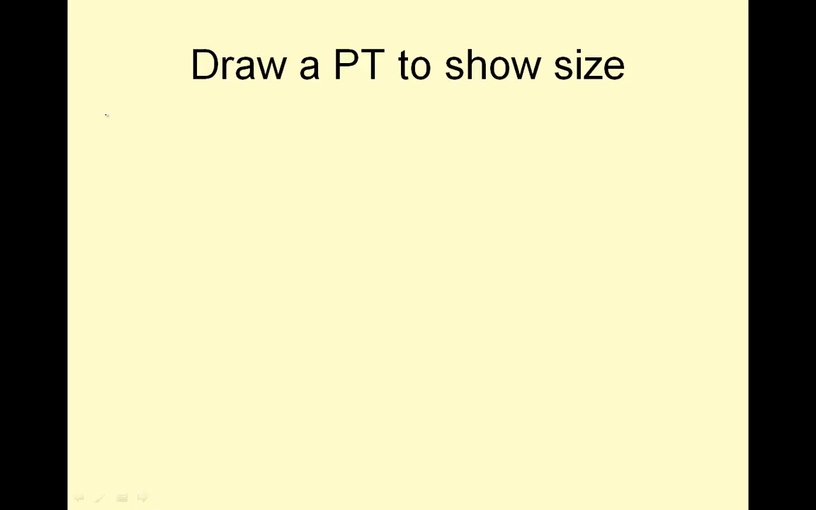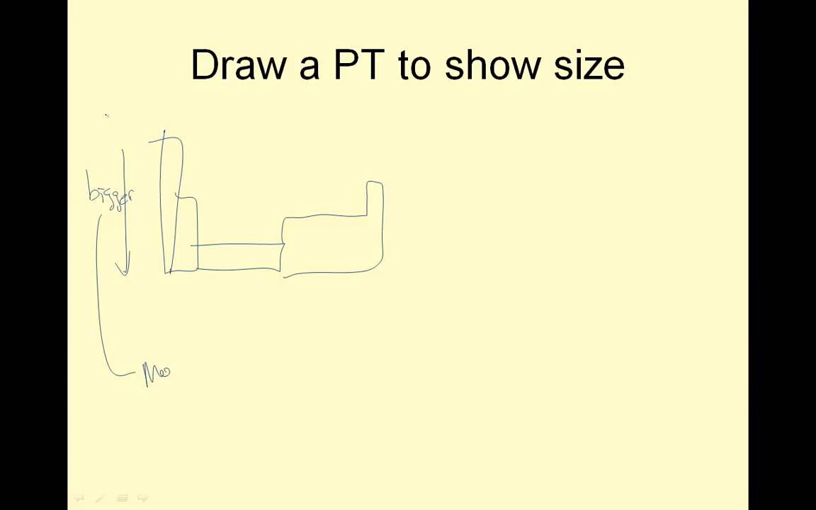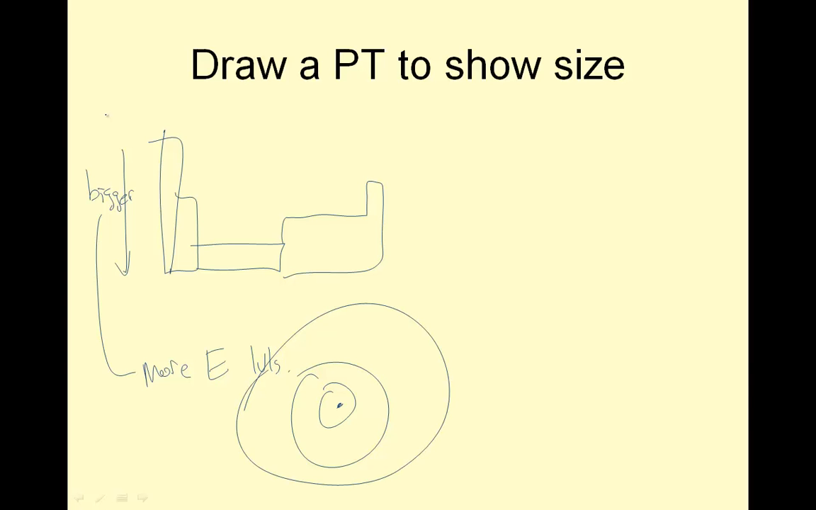Draw a periodic table to show size. You should know the periodic table well enough that you can draw one about this quick. Okay, so size. As you go down, it gets bigger. Why? Because you have more energy levels. Remember how I said we don't have rings? But that makes sense. If you think of it like rings, more energy levels would make it bigger and bigger and bigger. More energy levels, so that's lots bigger.